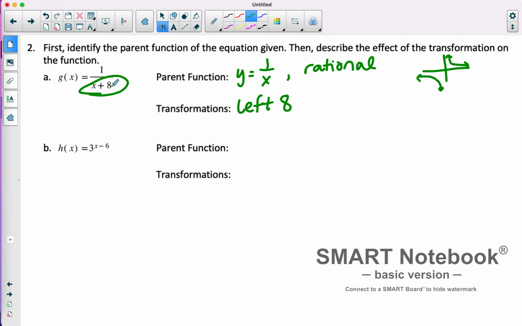The inputs are being affected. The x's are adding 8 to the x. That's inside where the x originally was. Now there's an x plus 8. That moved it to the left 8.